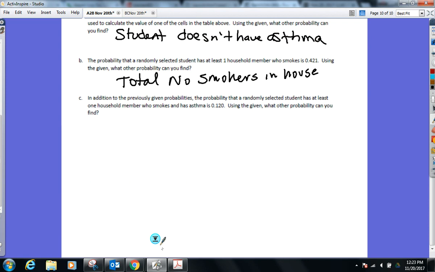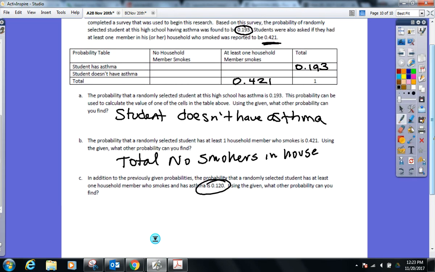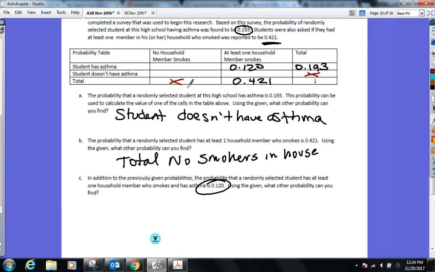And then let's finish this off strong. In addition to those two I just filled in, now we know that a student selected has asthma and at least one household member smokes. So 0.120, ready? Has asthma, and at least one household member who smokes. Boom, right here. So 0.120. Now, given all three, what probabilities can you find? Again, we already found those out, so we don't need those. Now, given those three, which values can I find?